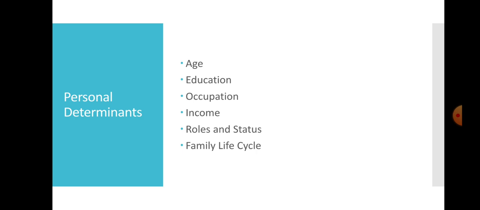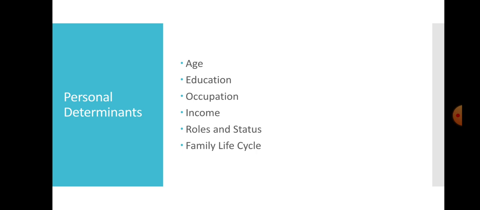The last variable in this category is family life cycle. The stage of the family life cycle also greatly impacts consumer behavior. The family life cycle contains different stages. The very first stage is the bachelor stage. At this stage, fashion items are greatly purchased. Then newly married couples, who are better off financially, will invest more in consumer durables.